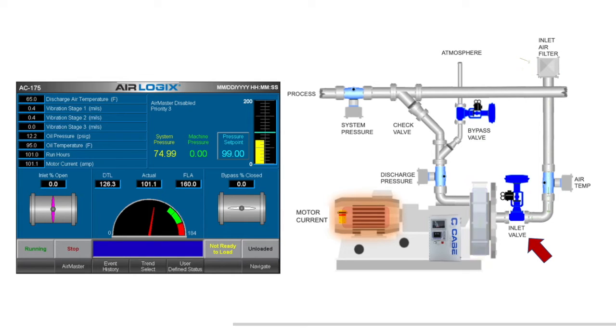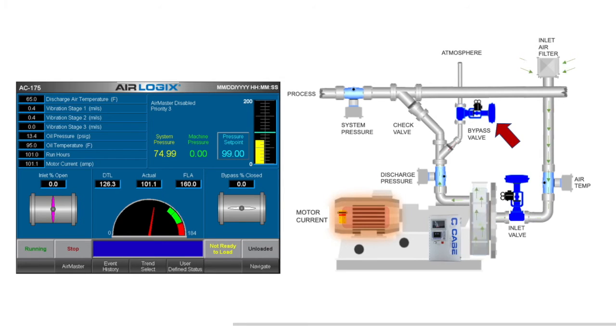The inlet valve is used to modulate the volume of air into the airend of the compressor, and to meet the current demand of the process. At the discharge of the compressor, air pressure is measured. This is sometimes called machine pressure and should not be confused with system pressure.